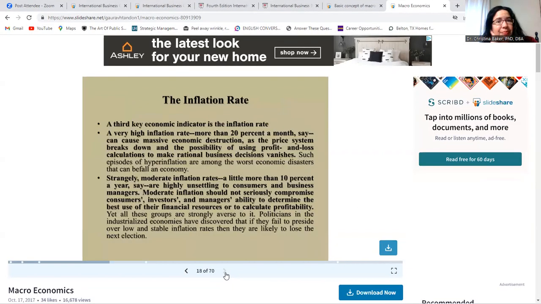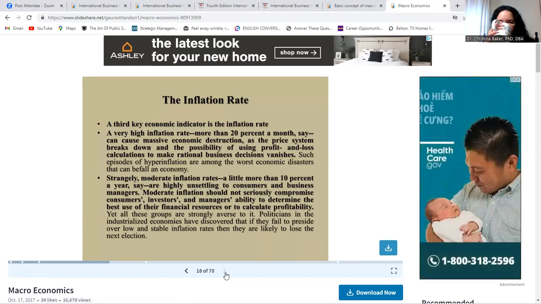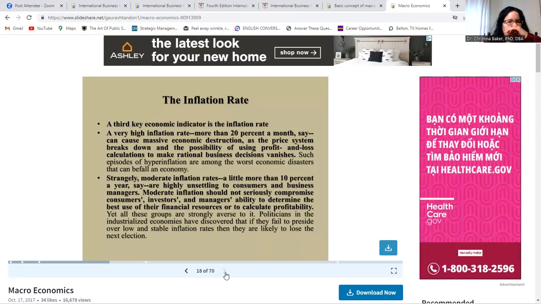Inflation rate. A third key economic indicator is the inflation rate. A high inflation rate, say more than 20% a month, can cause massive economic destruction. The price system breaks down, and the possibility of using profit and loss calculations to make rational business decisions vanishes. Such episodes of hyperinflation are among the worst economic disasters that can befall an economy.